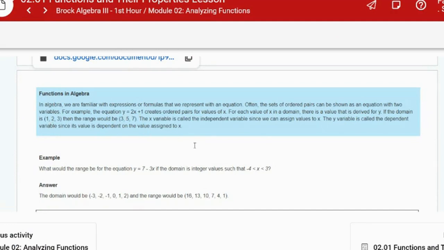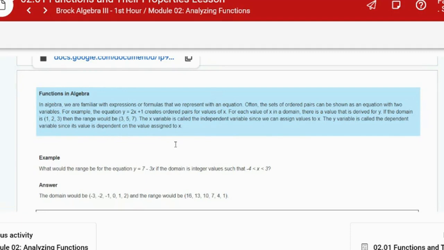The x variable is called the independent variable because we get to pick that one. We pick an x. We assign an x. We're going to say x equals 1. And then y is dependent because y is going to depend on which x we chose. Right? We're not choosing the y. We're going to say y equals 3.